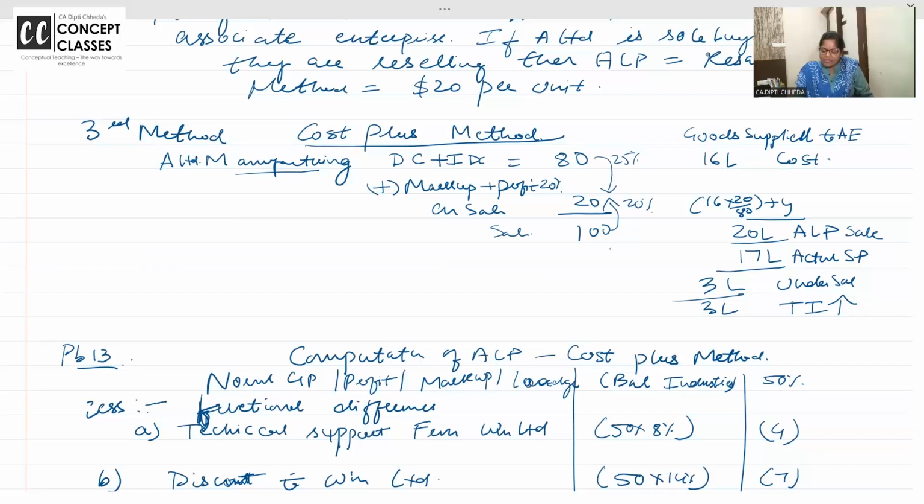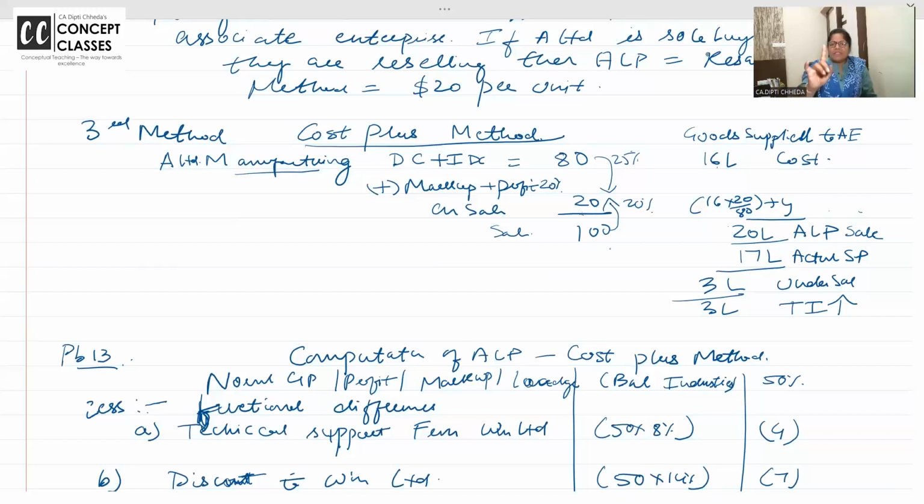If I have sold some goods to my associate enterprise, in which my cost was 16 lakhs, followed or not? I'm doing the cost plus method. I supplied to my associate enterprise at 16 lakhs cost. In 80, 20 is the profit. So in 16 lakhs, how much is the profit? 16 lakhs into 20 by 80, right? So 4 lakhs should be the profit and 20 lakhs I should have sold to you.